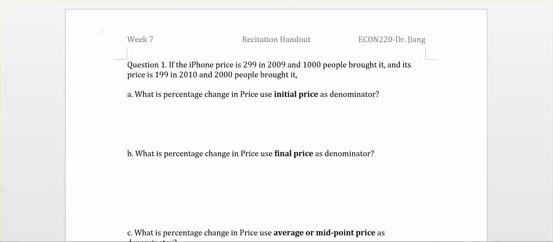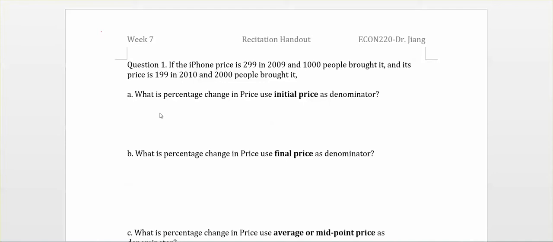The reason we want to show this example is that I want you to know that if we use a different denominator, we will have a different percentage change in price, and accordingly, different elasticities. Generally speaking, we usually use the average or midpoint price as denominator. So, okay, let's start with the first question A. What is the percentage change in price using initial price as denominator?